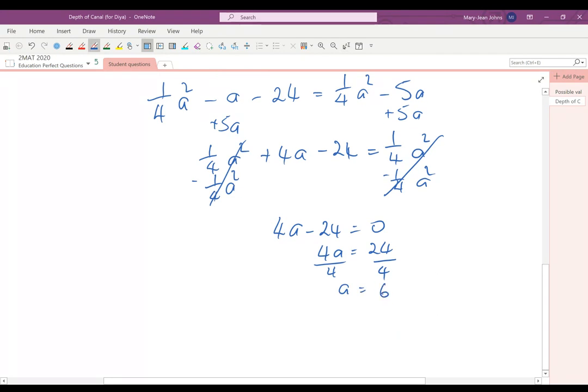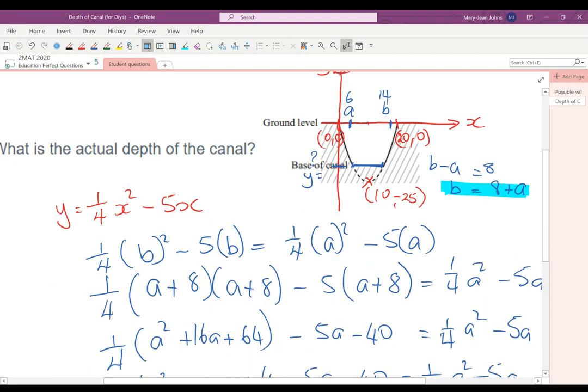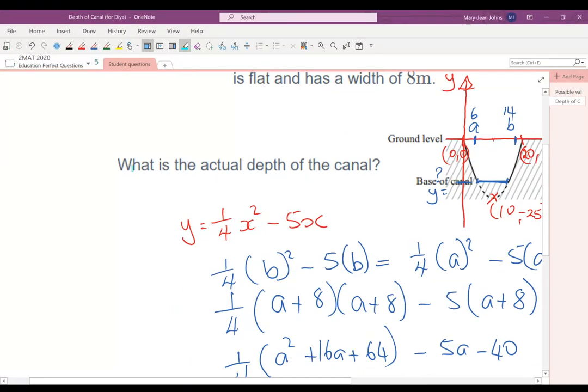Now, if they asked me to find both of those, I could find B by substituting A into my formula, 8 plus A, giving me 8 plus 6 equals 14. But that's not what my question asked, though it's nice having both of those x values. So what I know right now is that instead of A and B, I can say that this was 6 and it was 14. Now, what I wanted to find out was the y at that particular stage. It says, what is the actual depth?